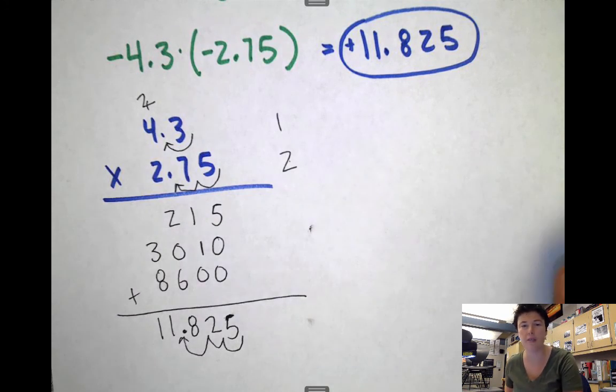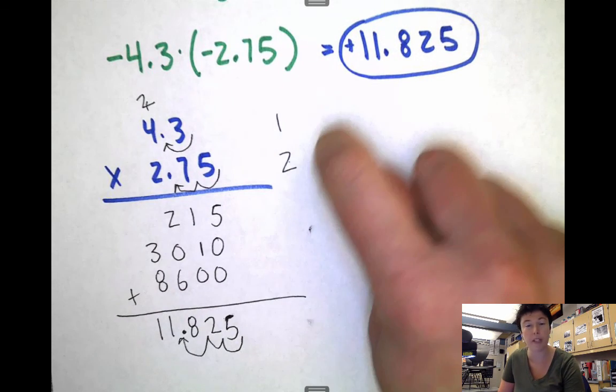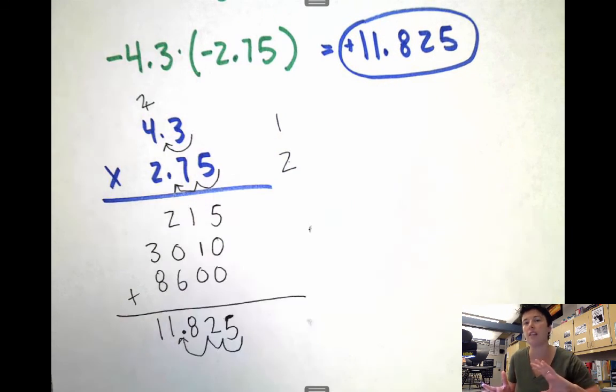Really the focus here is remembering what to do with the decimal point for place value and checking to see if it's going to be a positive or a negative answer at the end.